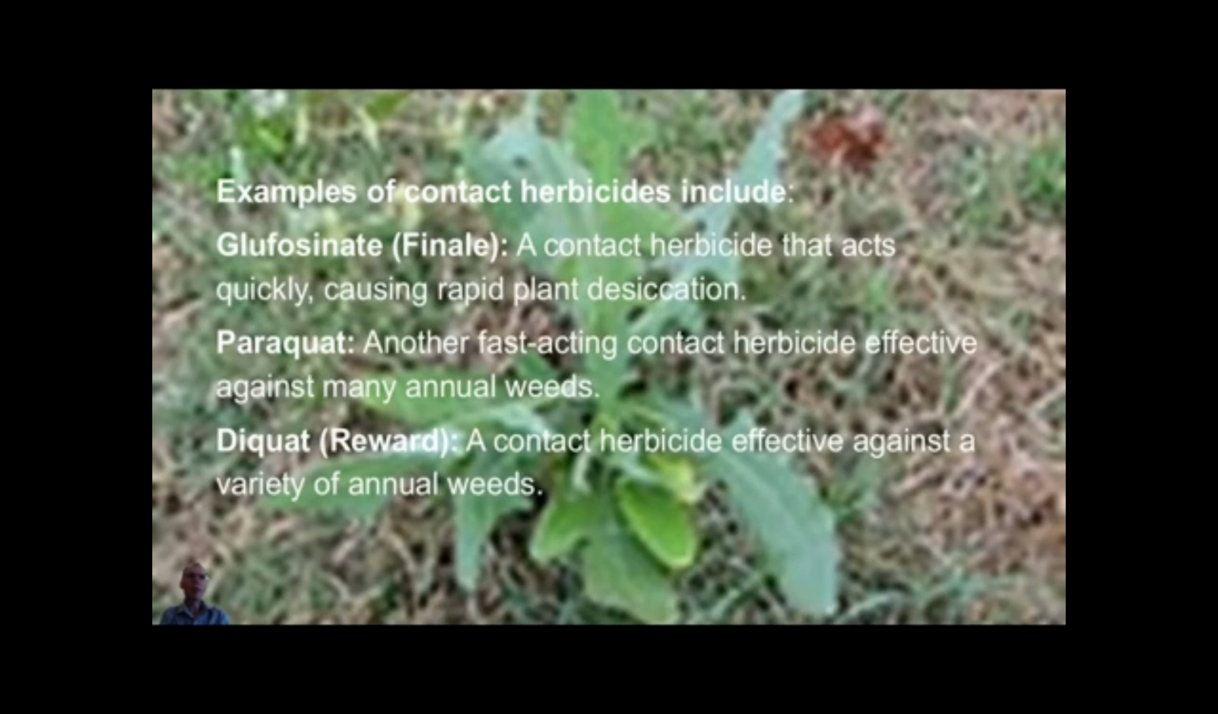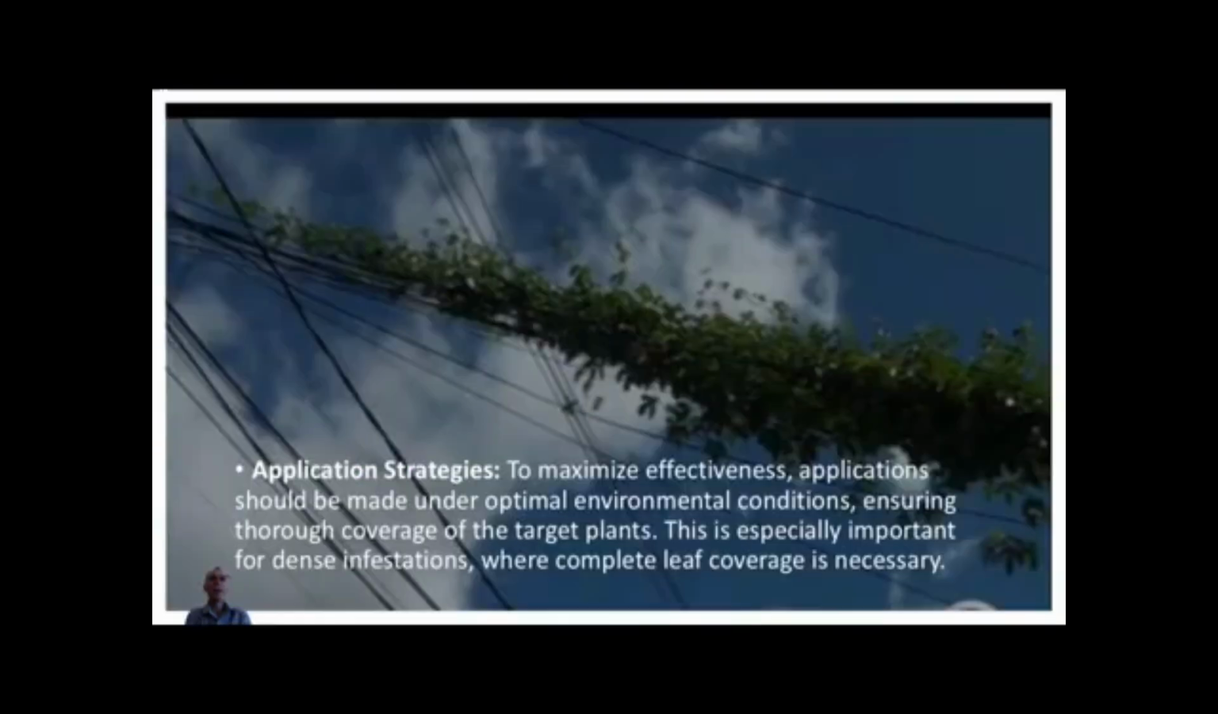Examples of contact herbicides include glufosinate, phenol, a contact herbicide that acts quickly, causing rapid plant desiccation; paraquat, another fast-acting contact herbicide effective against many annual weeds; and diquat, Reward, a contact herbicide effective against a variety of annual weeds.